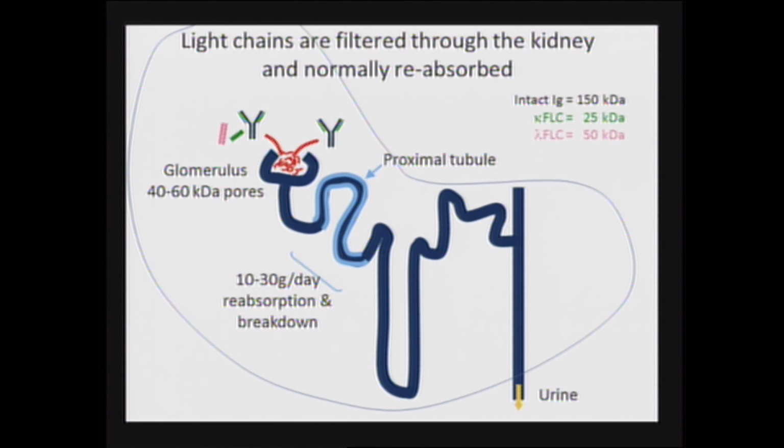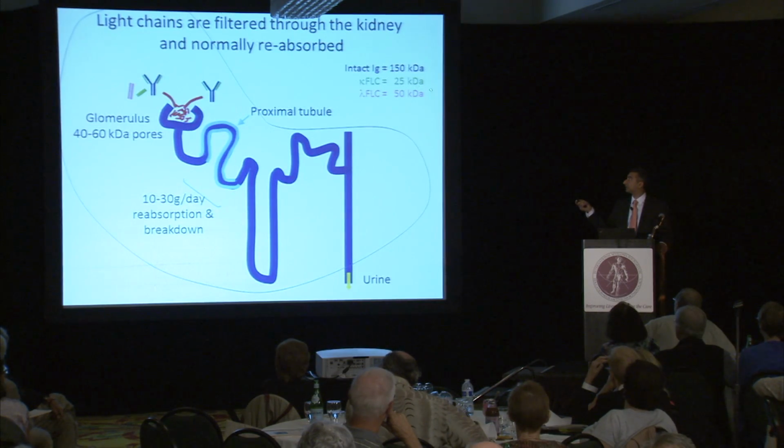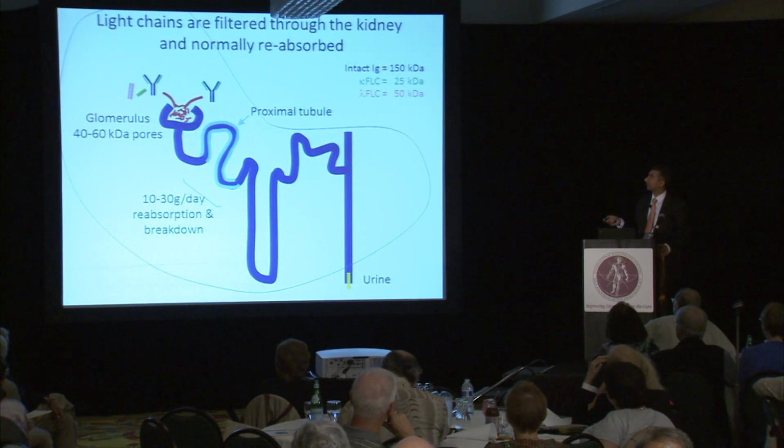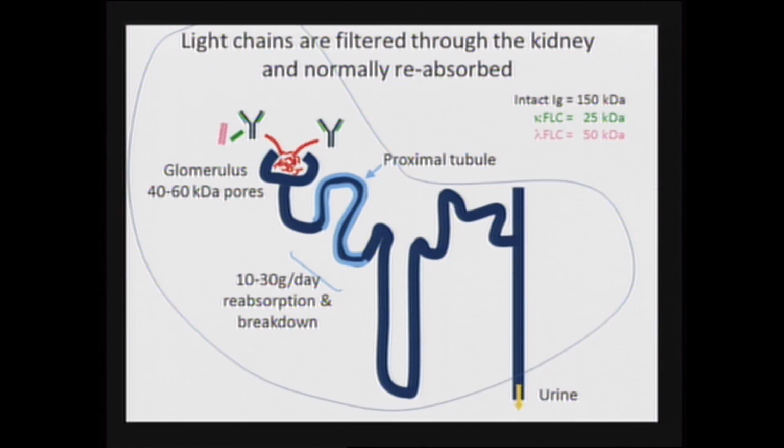Don't worry about the kilodaltons. That's just the size measurement we use. Think of it as pounds if you want. So 25 pounds. And pink here is lambda, and they usually come together as dimers, so they're about 50. They're double, right? Two of them usually pair together, so they're about 50 pounds. And then the intact immunoglobulin, remember, is 150 kilodaltons.